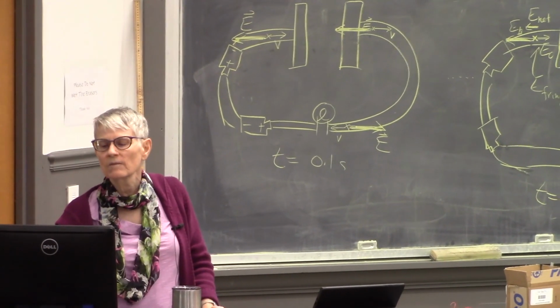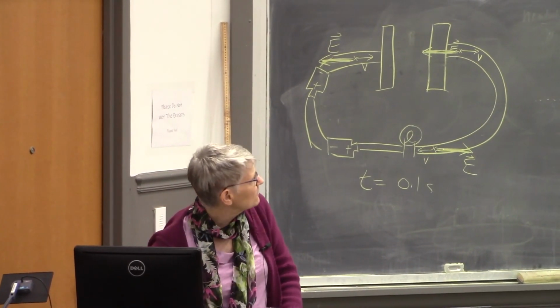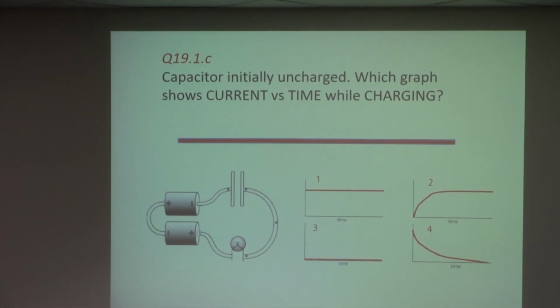Okay, so which graph shows current versus time while we're charging? So we hook it up, it runs. Okay, I'm seeing a disagreement here. I'm seeing 2 and 4. So some people think it's 2, some people think it's 4.